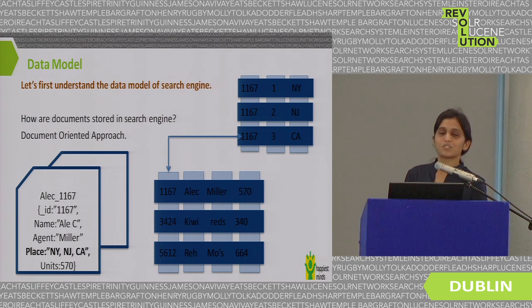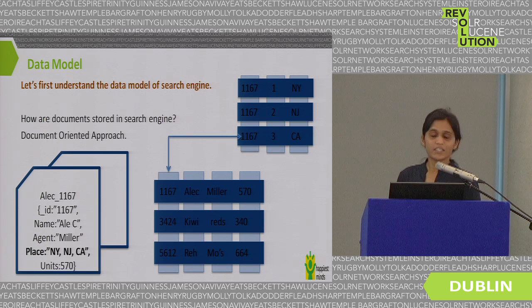So we have to fit this into a search engine. So let's see the data model of the search engine. Okay. So the data model of the search engine, I think we might know that we use a document-oriented approach in any search engine. So what is the document-oriented approach?